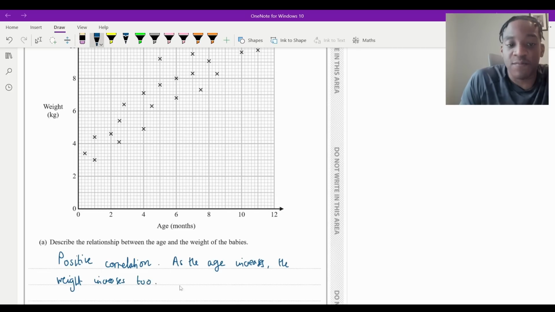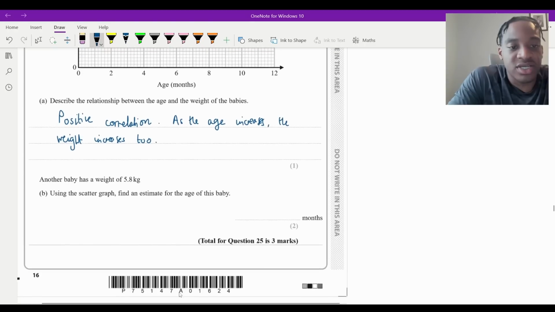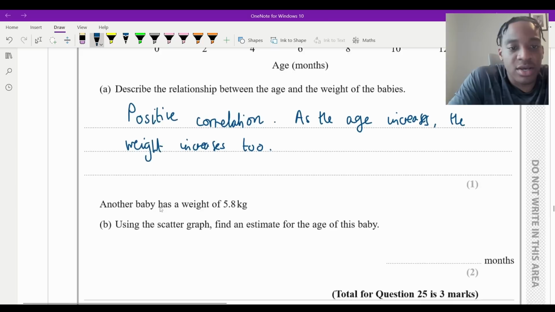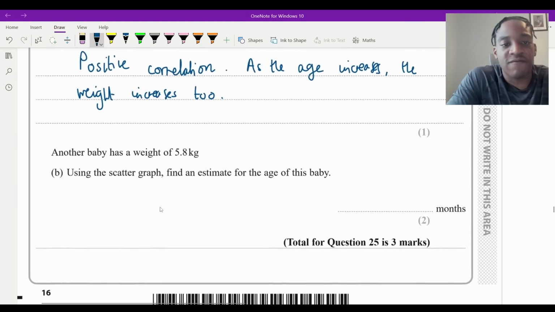That's all you need to say for part A, and that will give you the mark. Now, part B says another baby, let me zoom in a bit. Another baby has a weight of 5.8 kilograms. Using the scatter graph, find an estimate for the age of this baby.